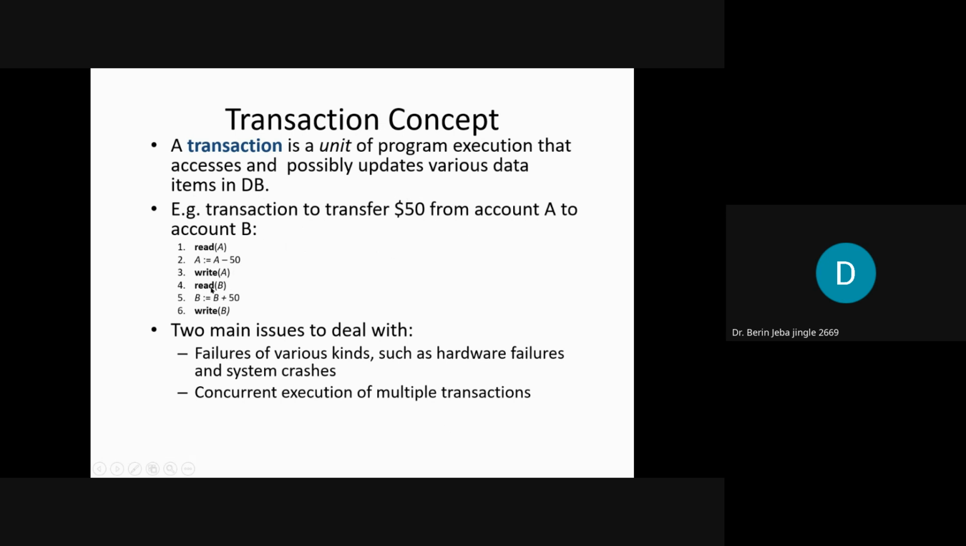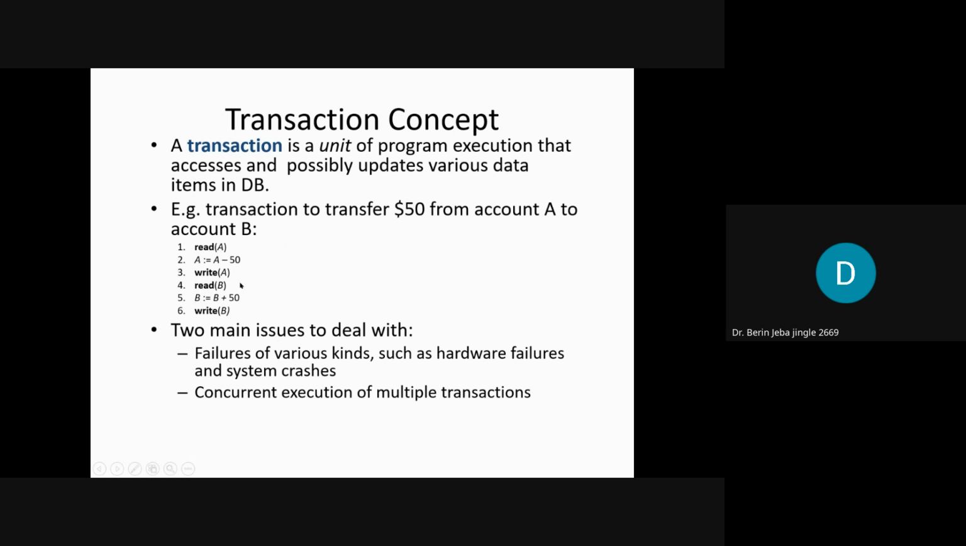Now read B. The next step is read B. What is happening? A is transferring 50 to B, so the amount is plus 50. Now we write the output of B. B also has 100 rupees in his account, so now it is updated to 150.